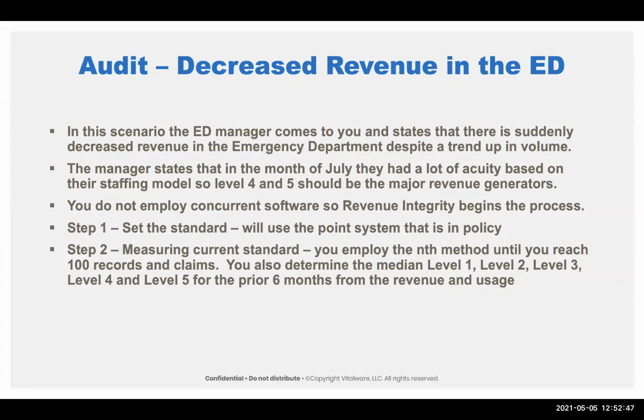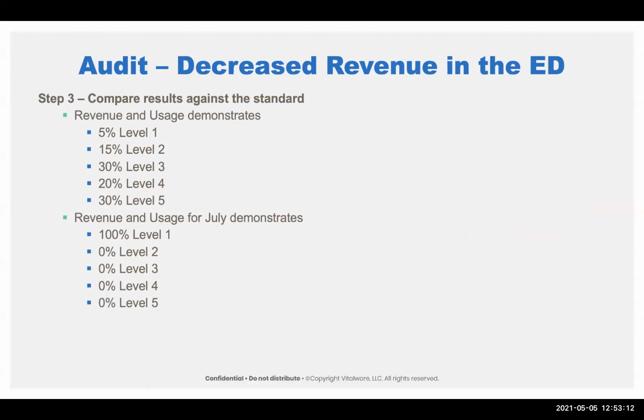The manager states in the month of July they had a lot of acuity based on their staffing model, so they were all level 4s and 5s, high acuity. You do not include current software, and so therefore you set the standards. You're going to use the point system they defined in the policy. And measuring the current standard, you employ the nth method, you reach 100 records, and you determine the median level 1, 2, 3, 4, 5 for the 6 months prior.